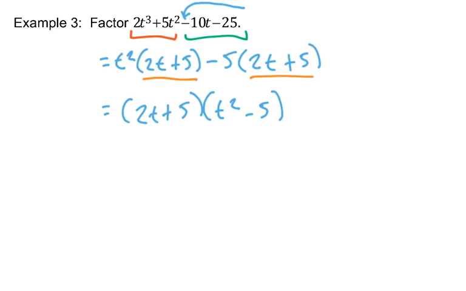Before you leave this and say you're done, ask yourself, can either one of these polynomials factor further? They're both 2-term polynomials. The second one looks a little likely because I see a t squared, but it has to be a difference of 2 squares. 5 is not a perfect square. So because it's not a perfect square, there's actually nothing further you can do. This one is done. It is completely factored, and you stop right here.